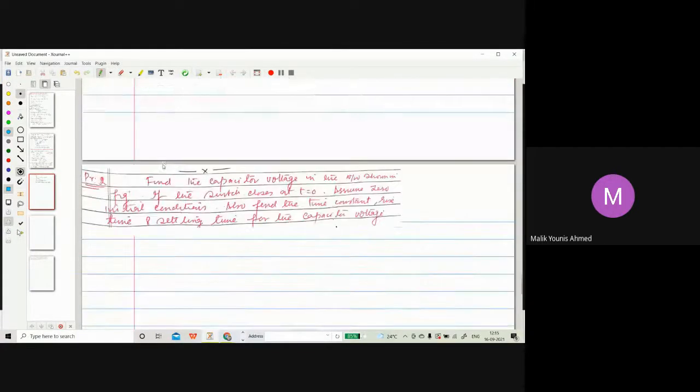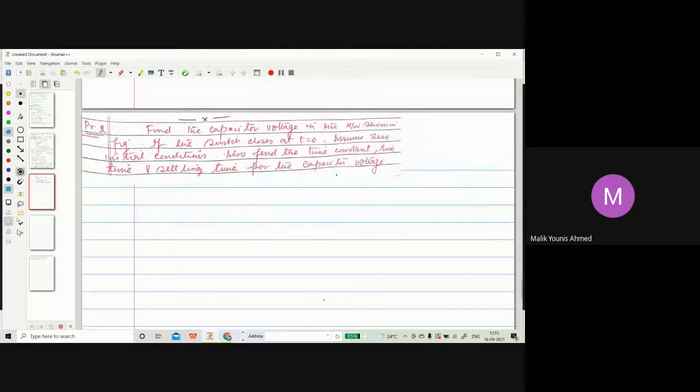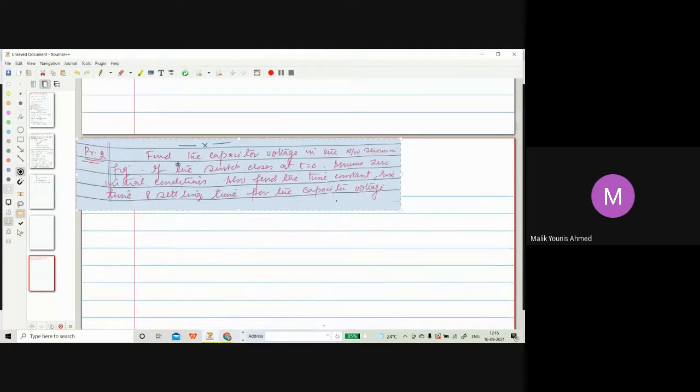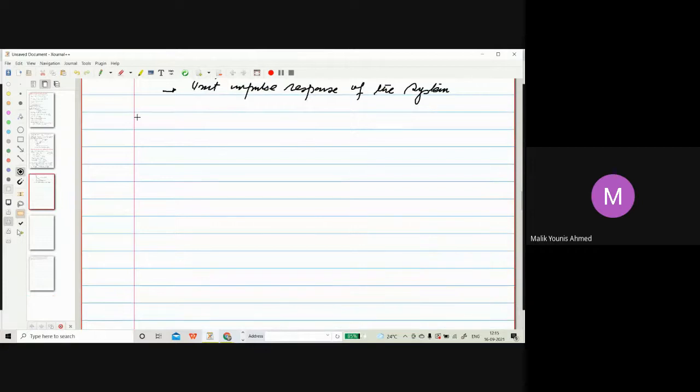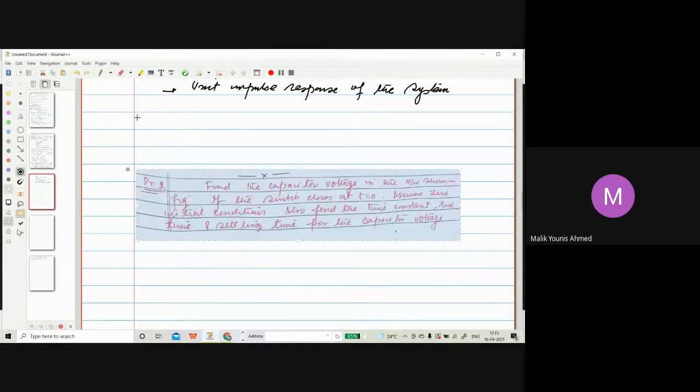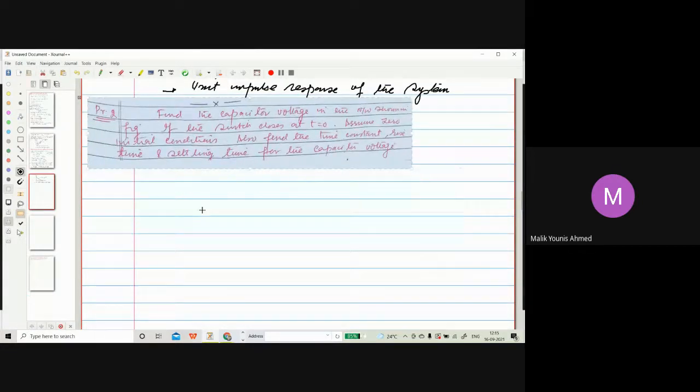Just a second, I will copy this numerical. A small numerical is there. We copy it here. Okay, so we have a numerical here. Find the capacitor voltage in the network shown in the figure, if the switch closes at t equal to 0. Assume 0 initial conditions. Also find the time constant, rise time, and settling time for the capacitor.